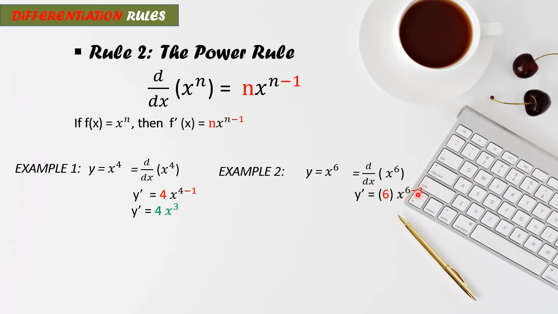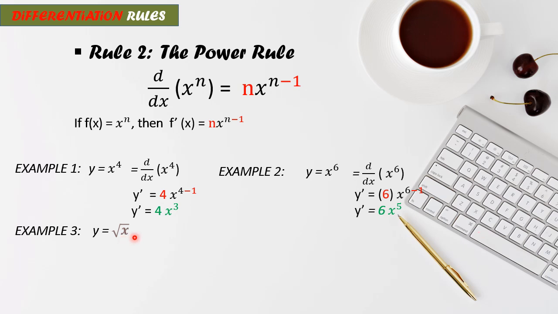Then you have to subtract 1 from your power. To further simplify, we have 6x raised to 5. Okay, that's simple. Third example, we have y is equal to square root of x. Now, this is different from my example before, which is the square root of 7, since 7 is a constant and x is not a constant, x is a variable. So let's differentiate this one.